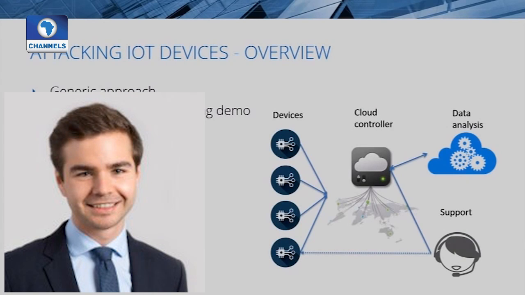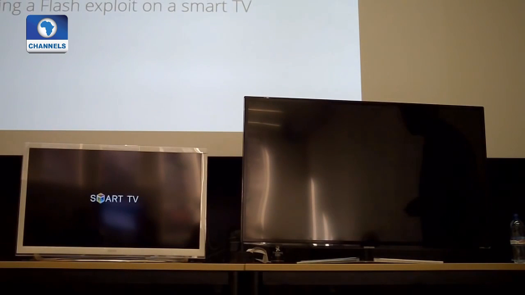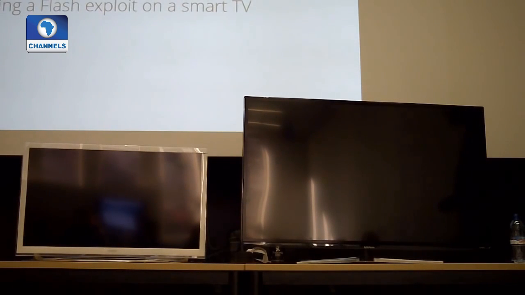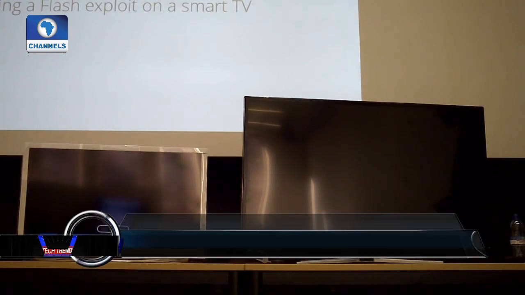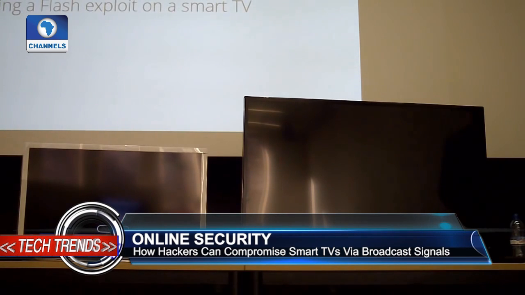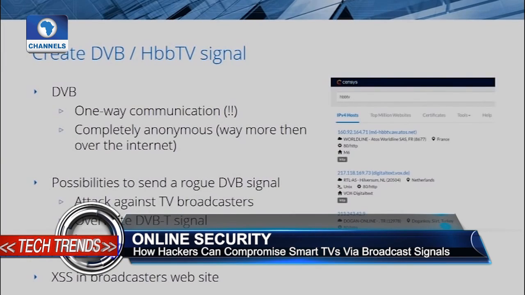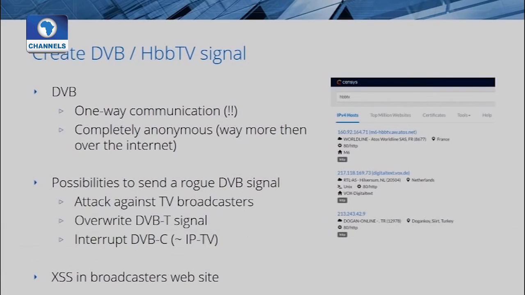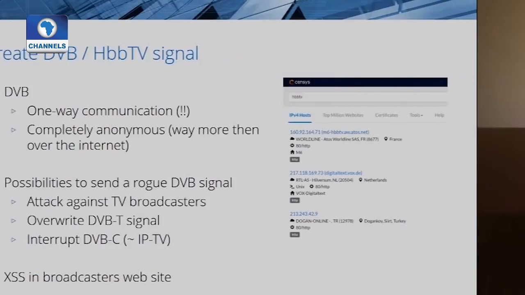A security consultant, Raphael Skeel, has proven that it's indeed possible to compromise smart TVs, this time using broadcast signals. He demonstrated the hacking method during a cyber security conference at the European Broadcasting Union in Switzerland. The hacking technique was devised using a transmitter called Digital Video Broadcasting, terrestrial DVB-T, to embed malicious commands into smart TVs.